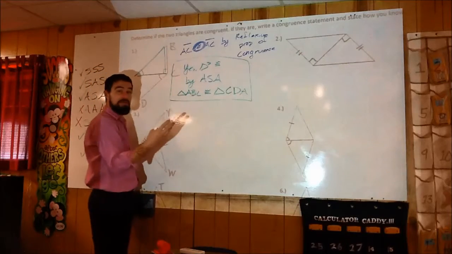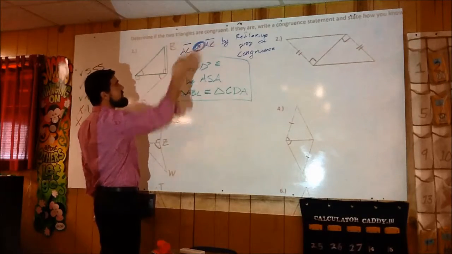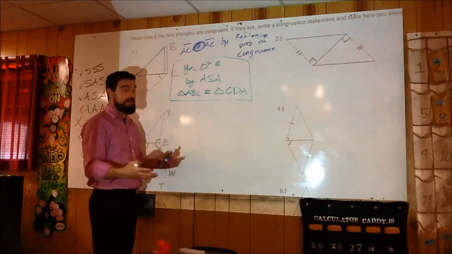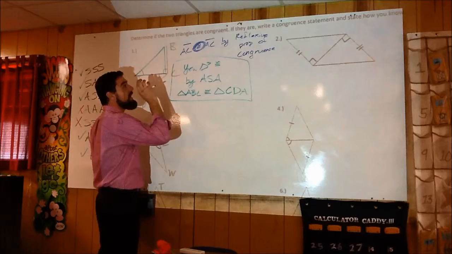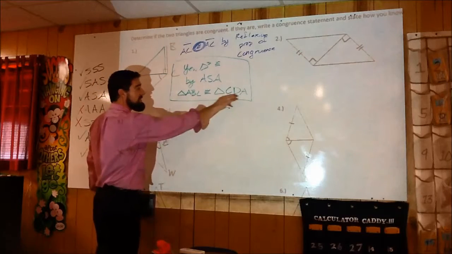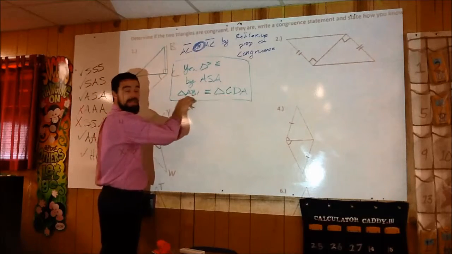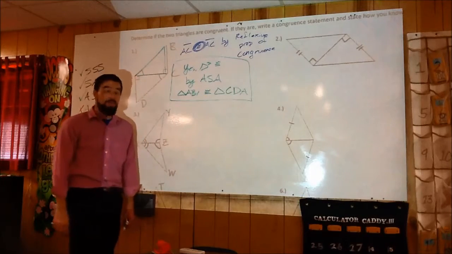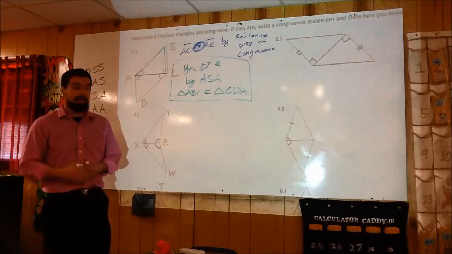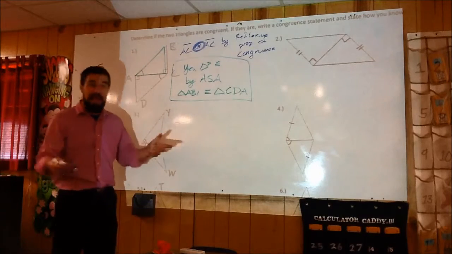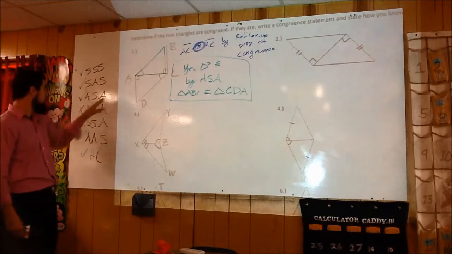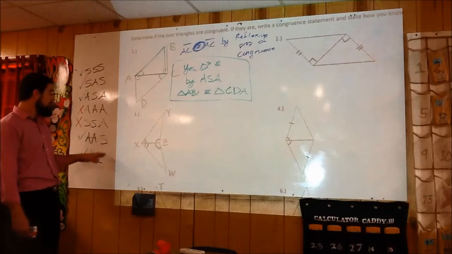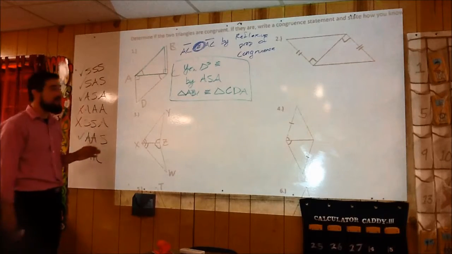You need to answer it. Determine if the two triangles are congruent or not. Yes or no. You need to answer the question. Then, write a congruent statement. This is a triangle congruent statement. And then justify how you know those triangles are congruent or not. If you're saying yes, then you're going to write down one of these 5 acronyms. You don't have to write it all out. But if you say yes, then you will be justified by one of these 5 acronyms.